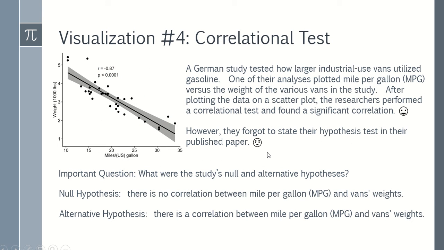In terms of correlation testing, we would formulate the null hypothesis as there is no correlation between miles per gallon and the van's weight. The alternative hypothesis would be that there is a correlation between miles per gallon and the van's weight. Looking at the graph, the points are evenly distributed on each side of the regression line. There seems to be a correlation, but we need to perform statistical tests to confirm that.